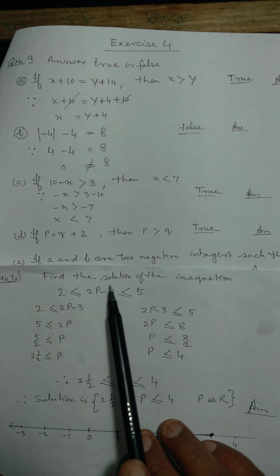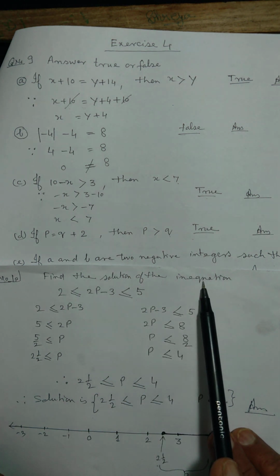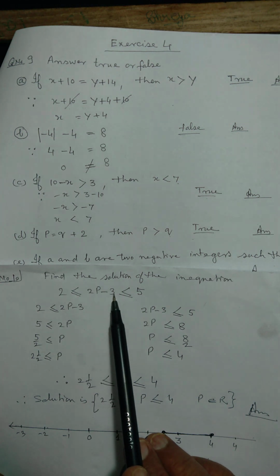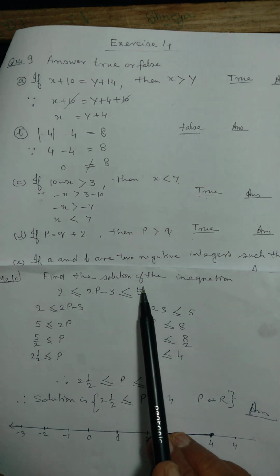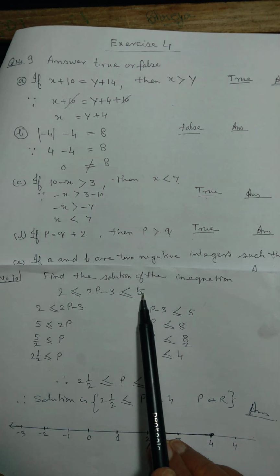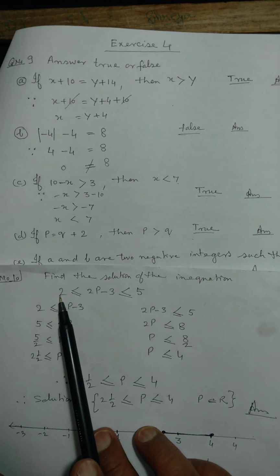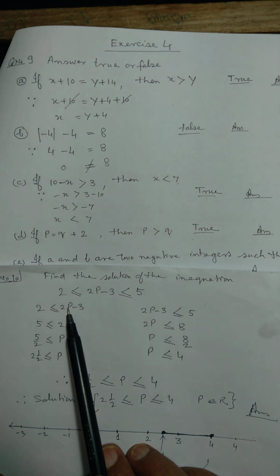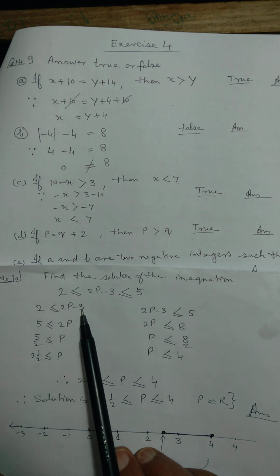Question number 10. Find the solution of the inequation: 2 is less than or equal to 2p minus 3, and 2p minus 3 is less than or equal to 5. So one part we will take this way. 2 is less than or equal to 2p minus 3.